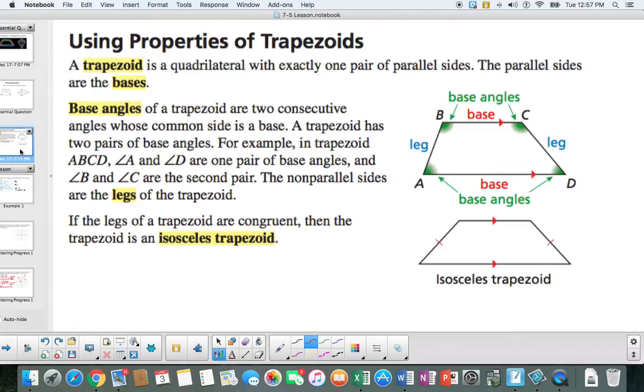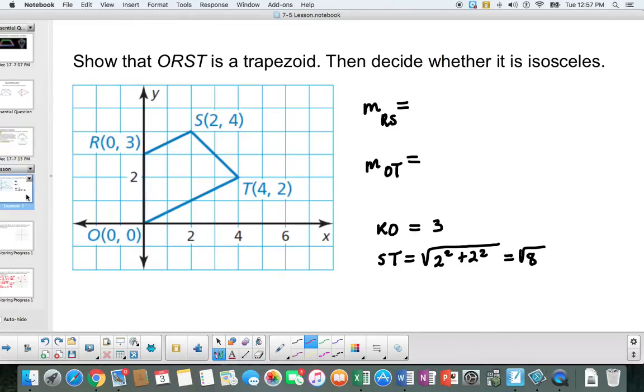We have parts like base angles, we have legs, and when the legs are congruent, we call that an isosceles trapezoid. We want to show that this is a trapezoid, which means we need to show that we have some parallel sides. So I'm going to use the slope formula to find some slopes. I'm going to find the slope of RS, and I can see from the picture that it's rise 1 over 2. So this is going to be 1/2. And the slope of OT is rise 2 over 4. So this is 2 over 4, which is 1/2.